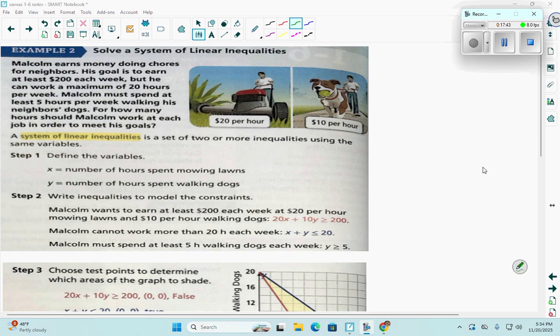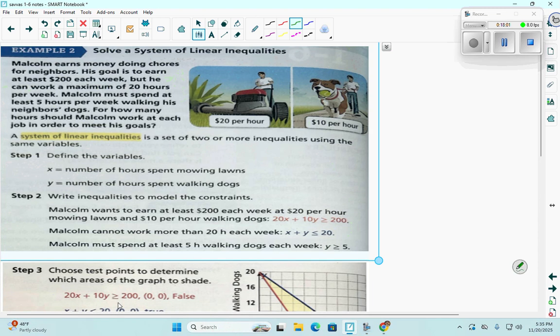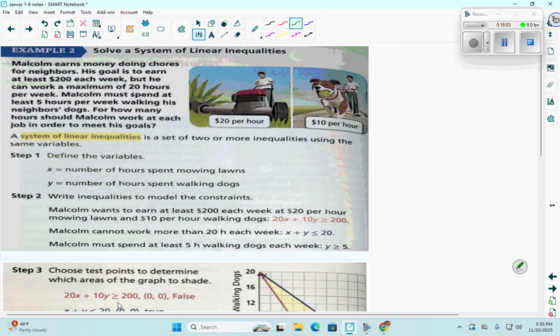Okay, so this is a system of linear inequalities. So that means that we have the greater than, less than. Inequalities are these signs that are down here. You can see it down there on that step 3. So step 1, it says to define the variables. You can choose one of them to be x, one of them to be y, because they're two different situations. One of them is mowing, and then the other one is walking the dog. The two situations are totally different.